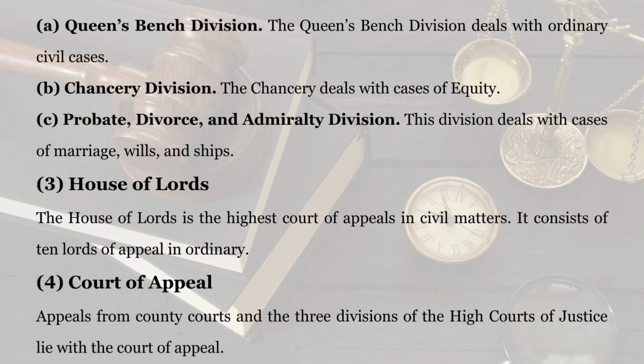A. Queen's Bench Division. The Queen's Bench Division deals with ordinary civil cases. B. Chancery Division. The Chancery deals with cases of equity. C. Probate, Divorce, and Admiralty Division. This division deals with cases of marriage, wills, and ships.